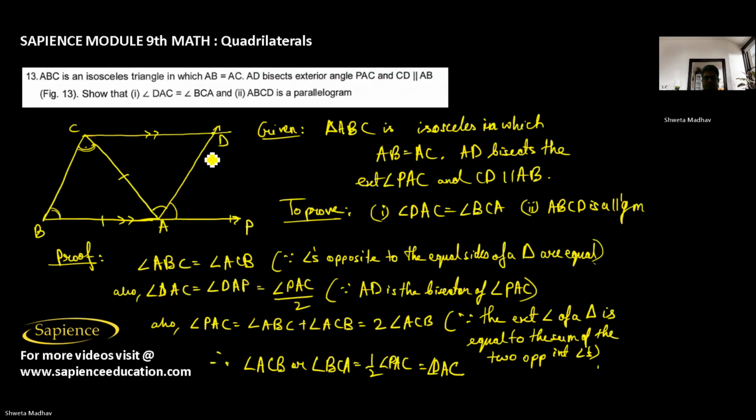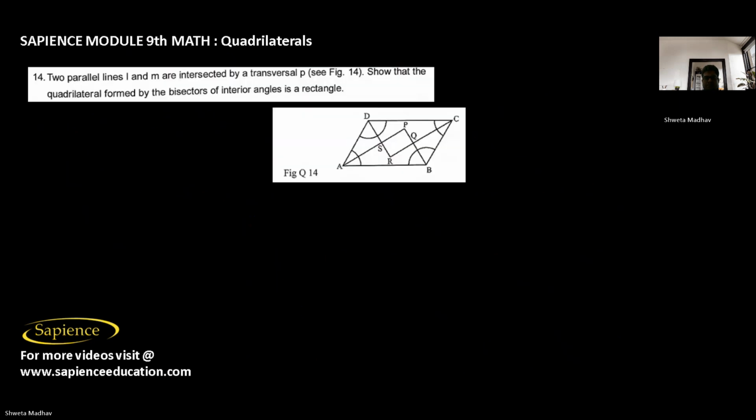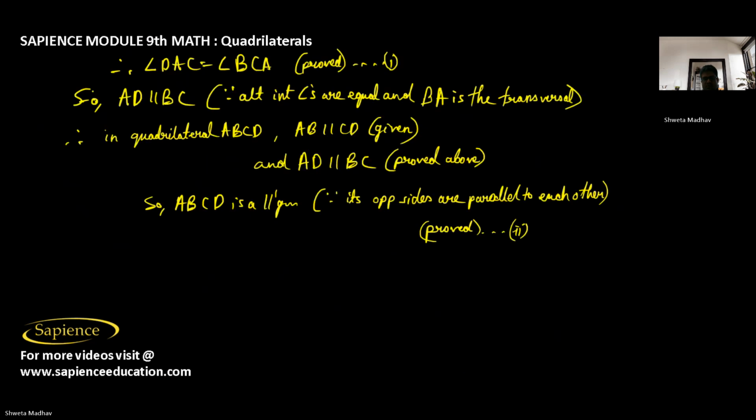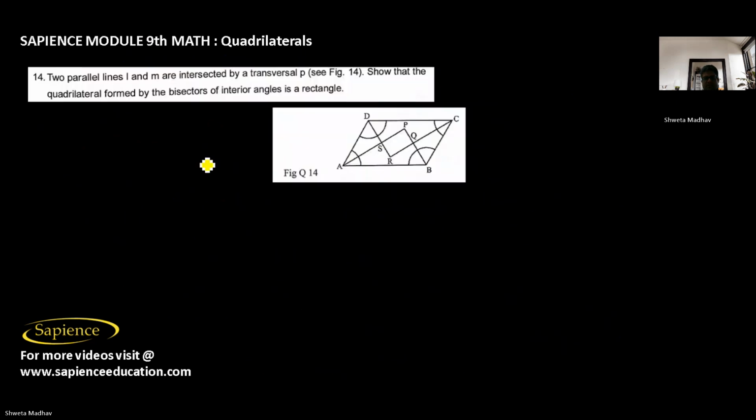And here it is told two parallel lines L and M are intersected by a transversal P.